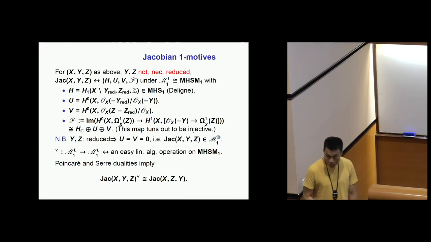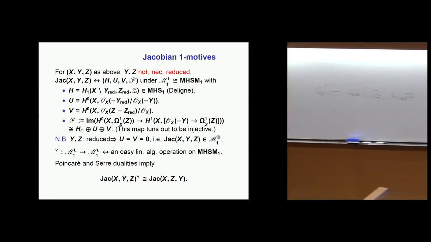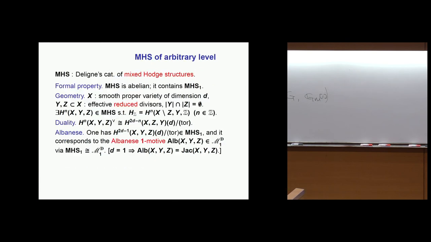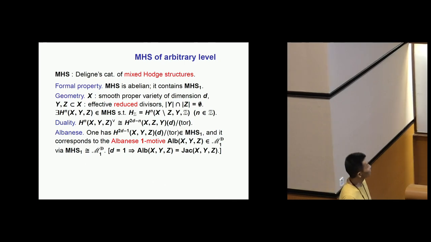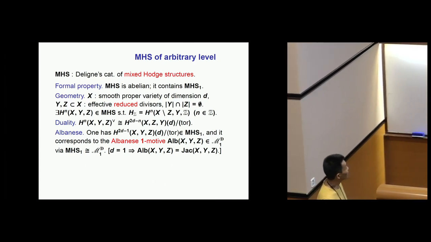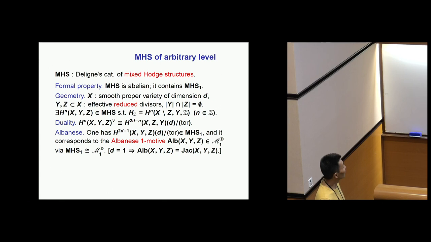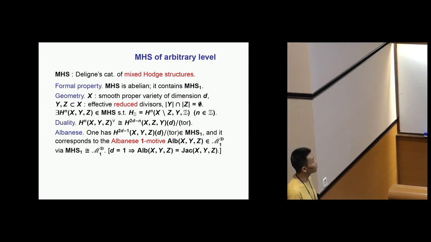So now I move to the higher dimensional case and mixed Hodge structures with and without modulus for arbitrary level. I'll start by recalling the linear theory of mixed Hodge structures. I'll very briefly recall, from our point of view, what we will need from the linear theory of mixed Hodge structures. Anyway, MHS will denote the category of mixed Hodge structures.